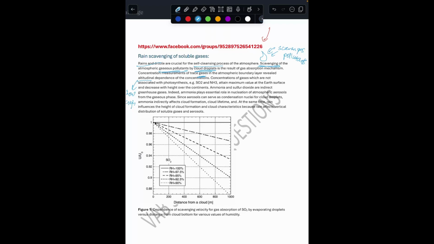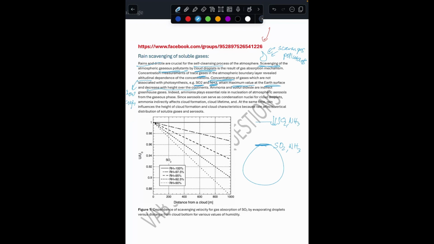Okay, next line. Concentrations of gases which are not associated with photosynthesis, such as sulfur dioxide and ammonia, attain maximum value at the Earth's surface. So things like sulfur dioxide and ammonia have a maximum value in their concentration at the Earth's surface. So if this was the Earth, you'd have the most here. Oh, SO2, not NO2. SO2 and ammonia. And then decrease with height. So as you go up into the air, you're going to have less and less of SO2 and NH3.